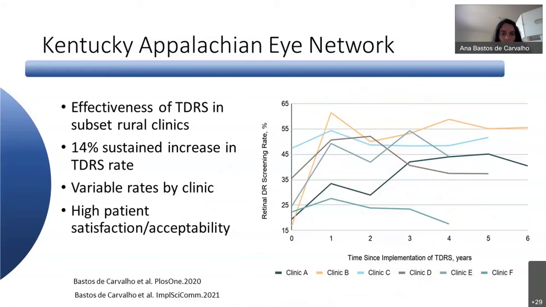And we were able to find that we had a 14% sustained increase in the rates of diabetic eye screening in our network in the subset of rural clinics, and also that the increase in screening rates was very variable clinic by clinic, and that the sustainment in rates varied from clinic to clinic and could be achieved in some clinics but in others couldn't. But again, some methodological weaknesses of my own group are that although we did have more than one site, we had 6 sites, this wasn't a prospective study, this was a retrospective study.